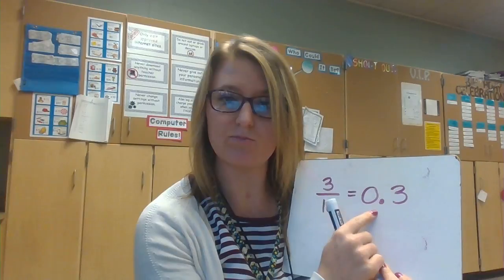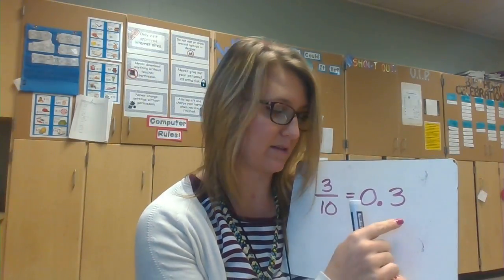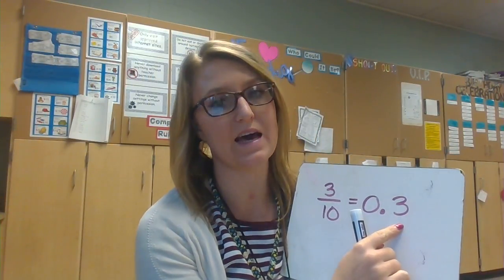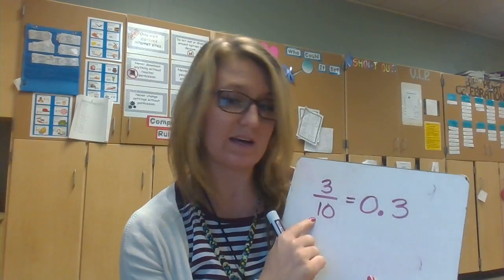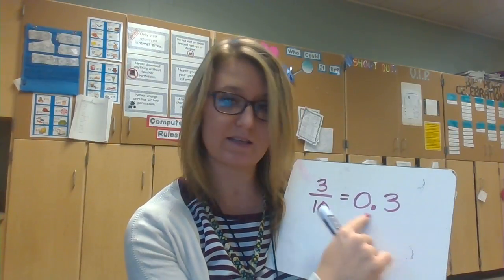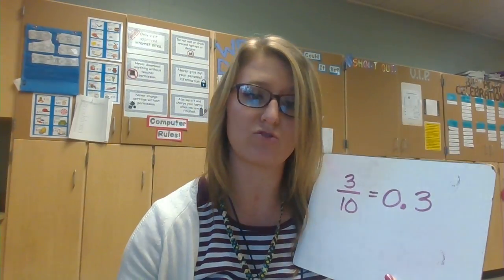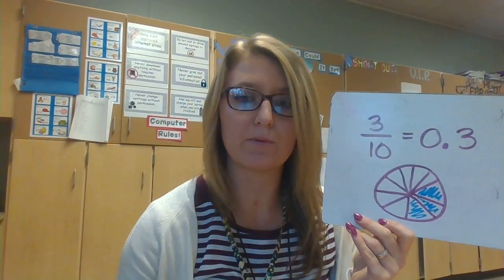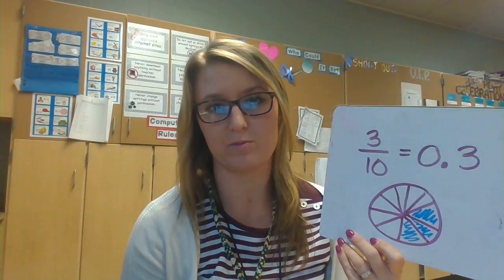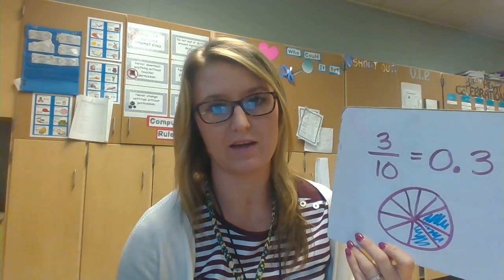0.3. This, where the 0 is the ones place. This, where the 3 is called the tenths place. So this as a fraction and this as a decimal equal the same amount. And it would be drawn as a circle cut into 10 parts with 3 of them shaded in, because 3 out of 10.